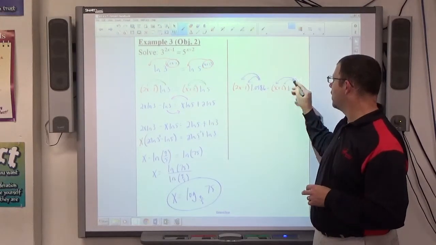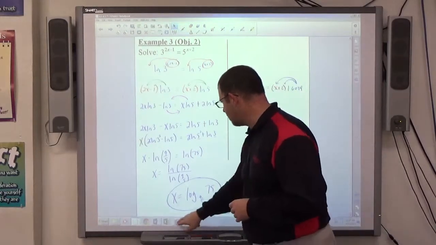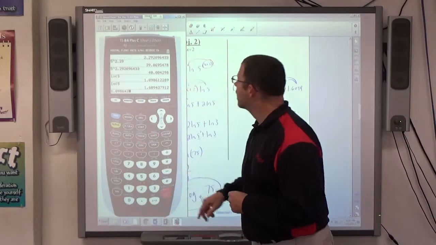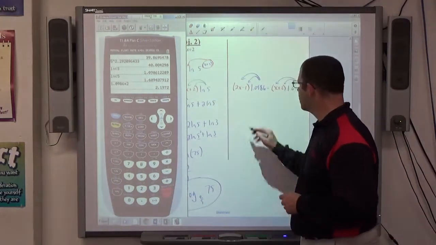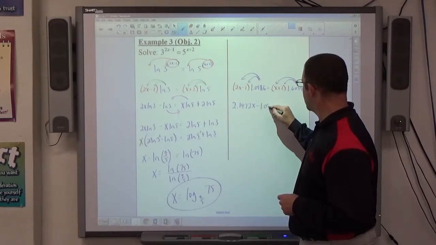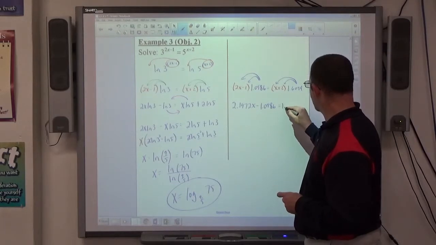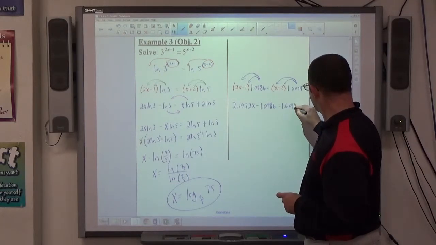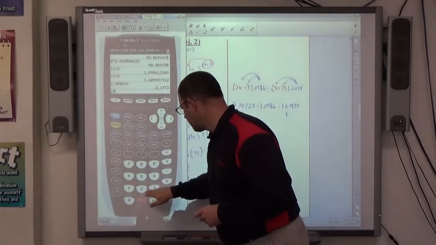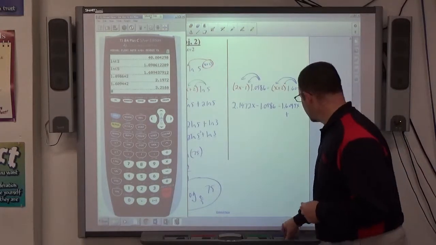And maybe it's easy to multiply these things, maybe it isn't. But 2 times 1.0986, I can do it in my head, but I'd rather do it on the calculator. 1.0986 times 2 comes out to 2.1972 minus 1.0986 x on that one, and then 1.6094 times x. And then plus 1.6094 times 2 comes out to 3.2188.